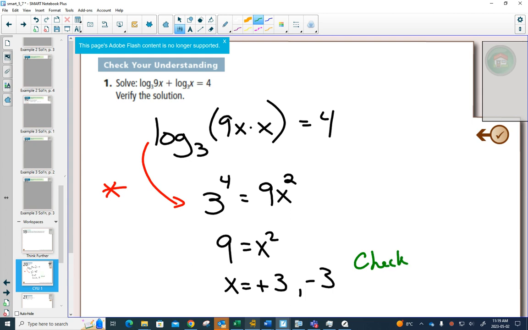If I plug in 3 into my original equation, I would get 27 inside the first log. Positive number, perfectly fine. I'd get 3 in my second log. Positive number, perfectly fine. This one works. But if I plug in negative 3, I would get negative 27 inside my first log, and I have to X that one out as an extraneous root. The only answer is x equals 3.